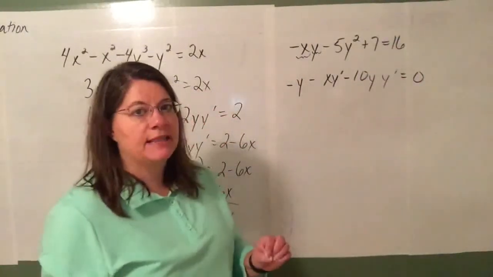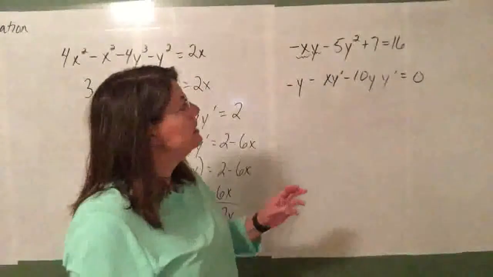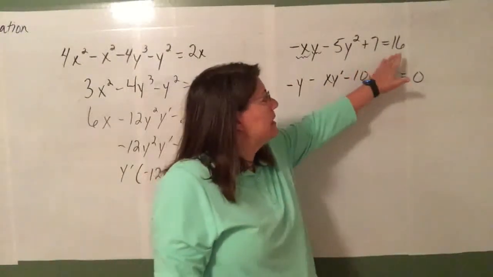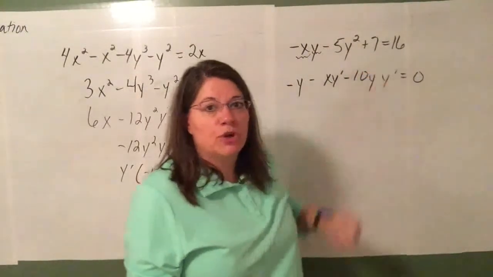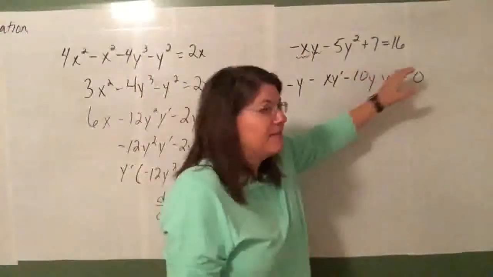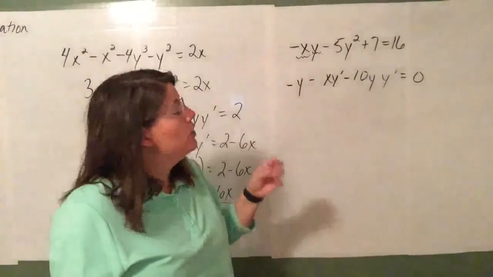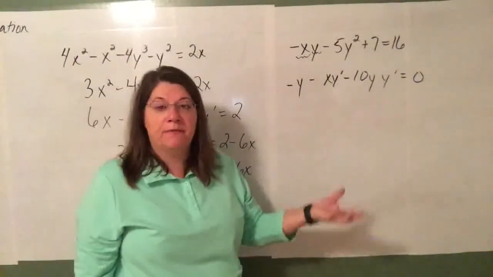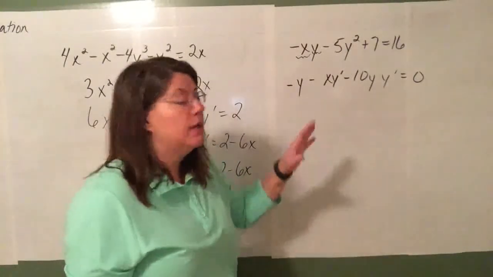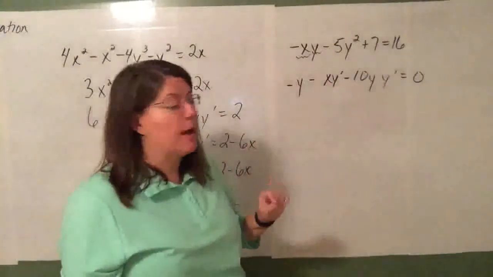A common mistake that I see my students make here a lot is they forget that the derivatives of the constant terms are 0, and they keep the 7 and the 16, end up with a 9, and that messes the whole thing up. So be careful when you take the derivative. Don't forget the derivative of a constant is still 0, even though this is a little bit more complicated.